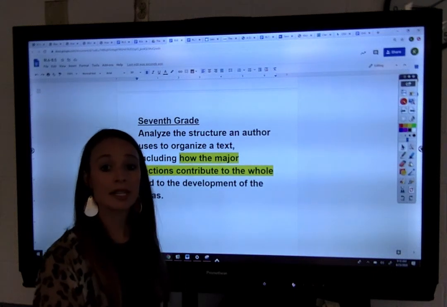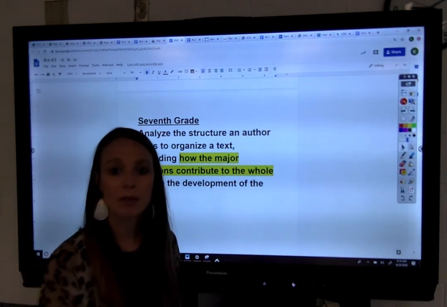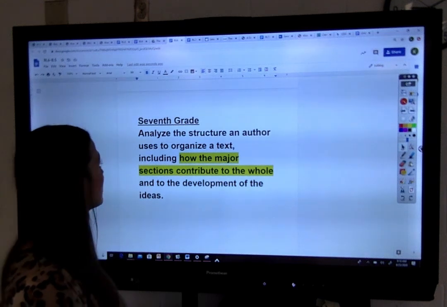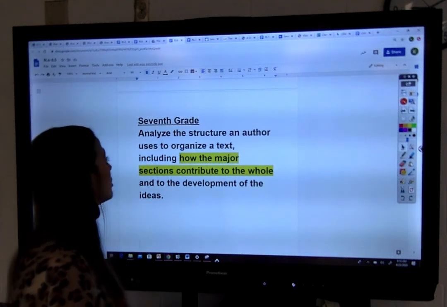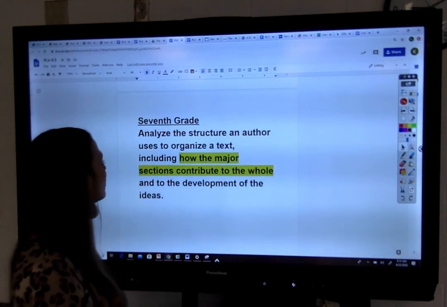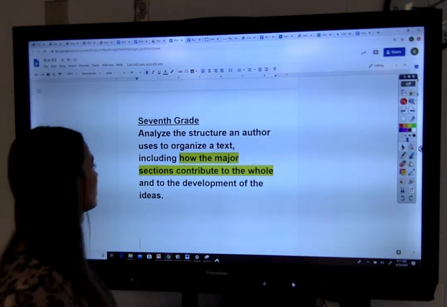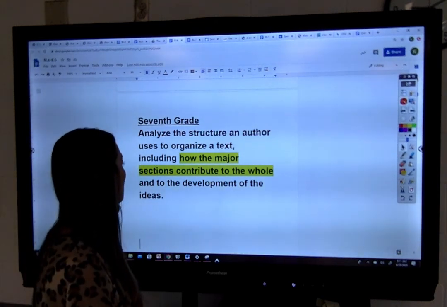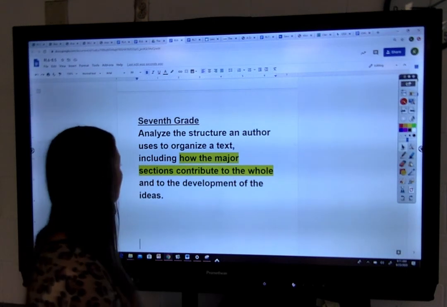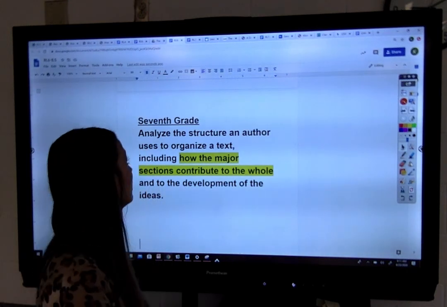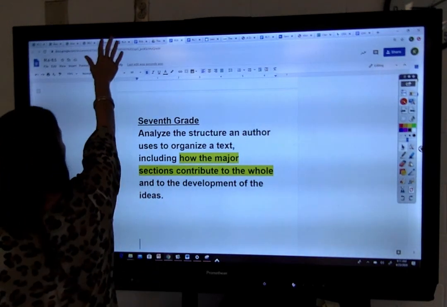Today we're going to be looking at standard RI 7.5. Analyze the structure an author uses to organize a text, including how the major sections contribute to the whole and to the development of ideas. So the main thing we're going to look at here is text structure. So let's look at our passage.